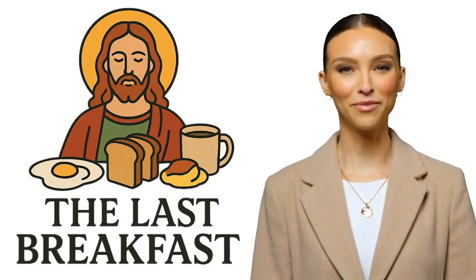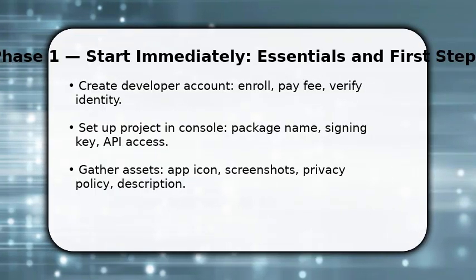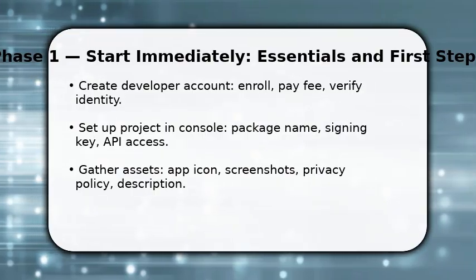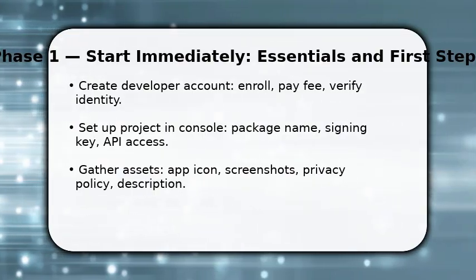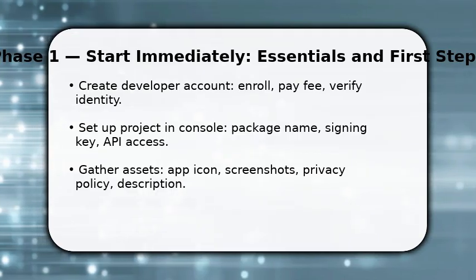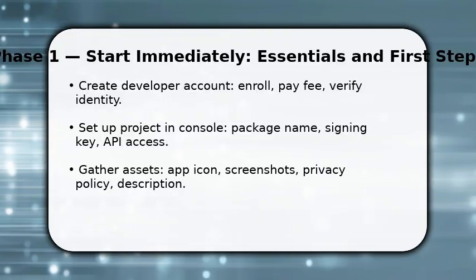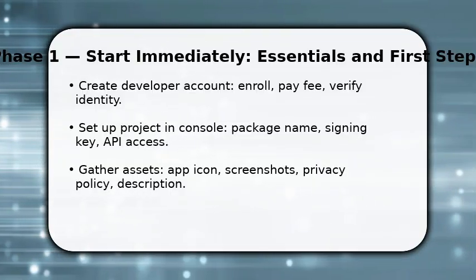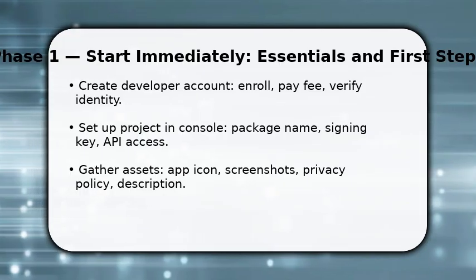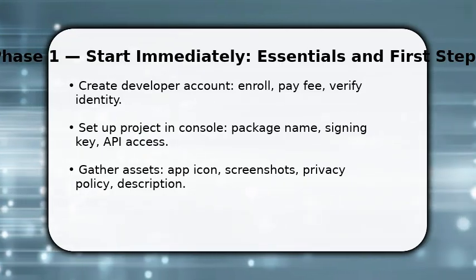You begin by preparing your developer account and a project, enroll and complete payment, then verify identity so publishing is allowed. Next, create the app entry in the console, choose a unique package name, and configure your signing key, because the store requires a consistent signature for updates.